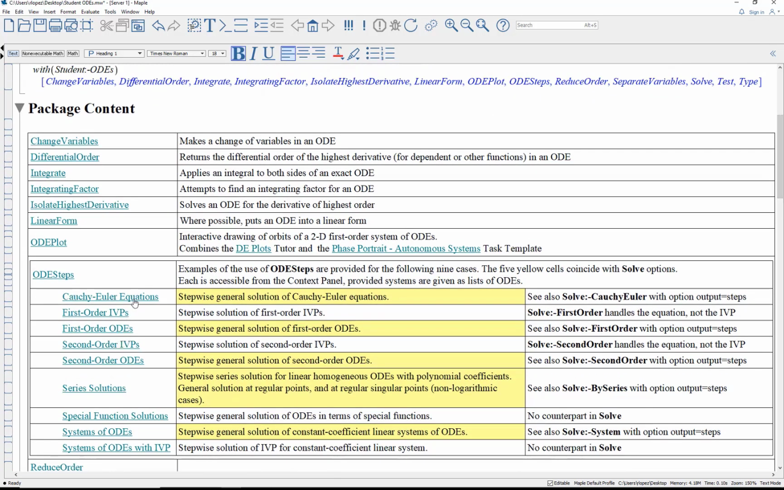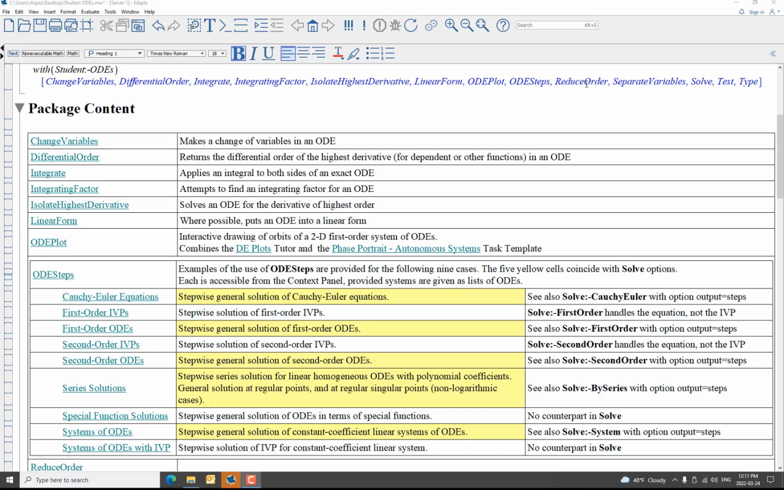The next command, ODE steps, subdivides. The package provides, or this command provides, stepwise solutions to each of these items. Cauchy-Euler equations, first order initial value problems. First order, you're going to get general solution. Second order initial value problem, second order general solution. Series solutions that involve special functions like Bessel functions. Systems, clearly linear systems, and linear systems posed as initial value problems. You get stepwise solutions for each of these. Much simpler to just access from the context panel.